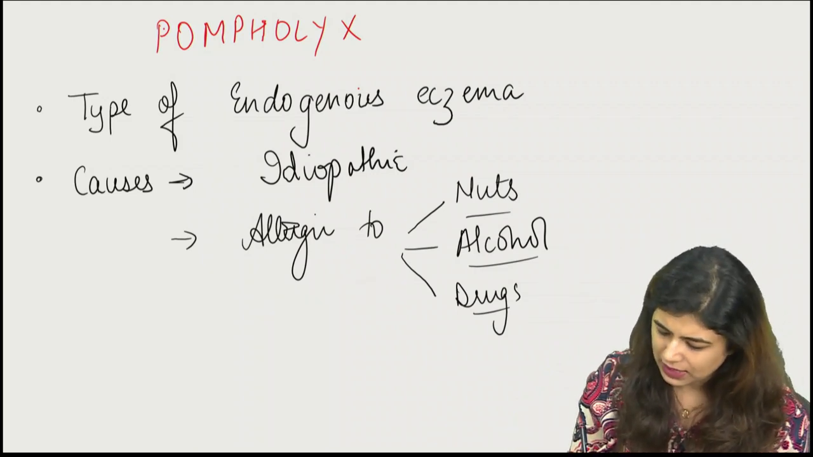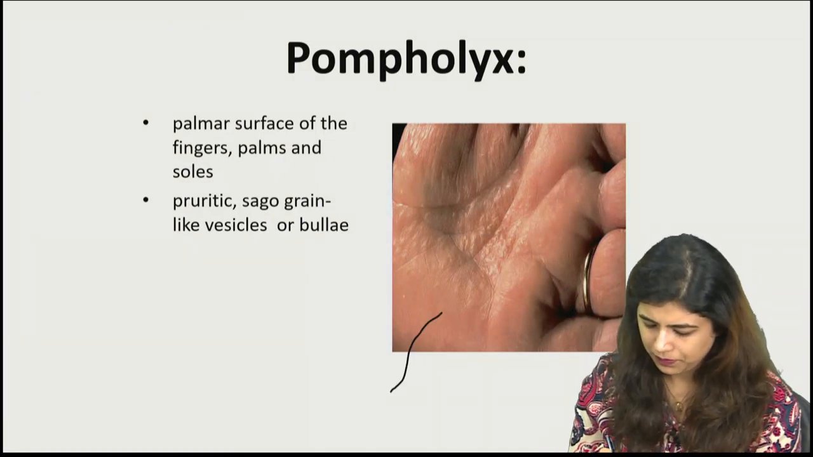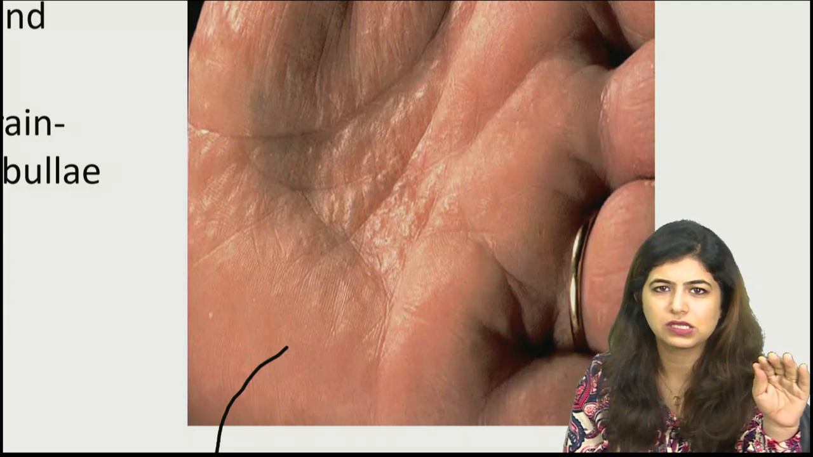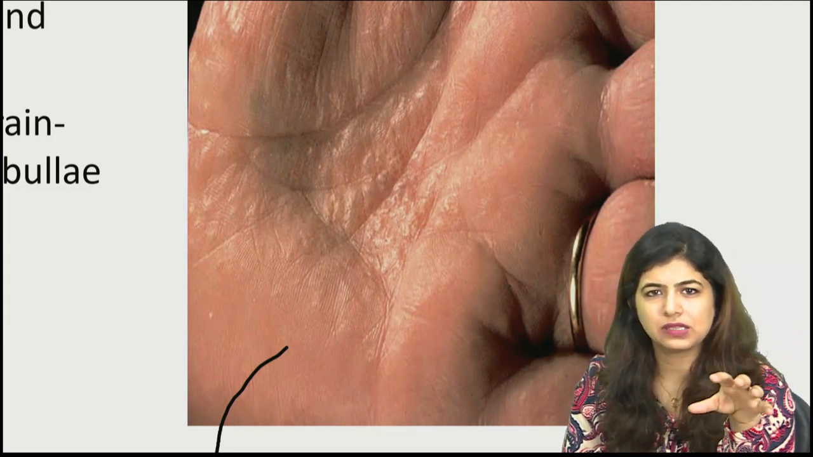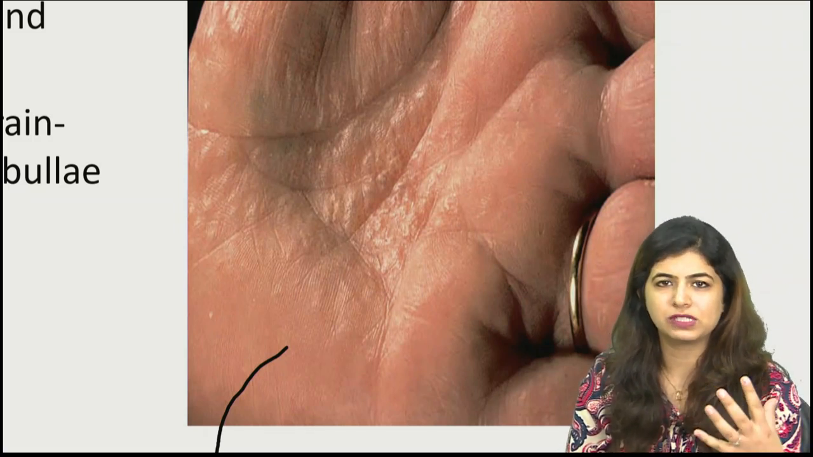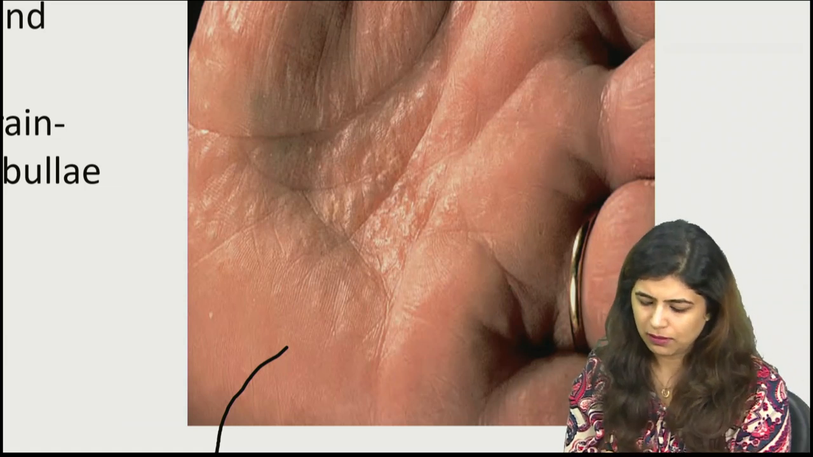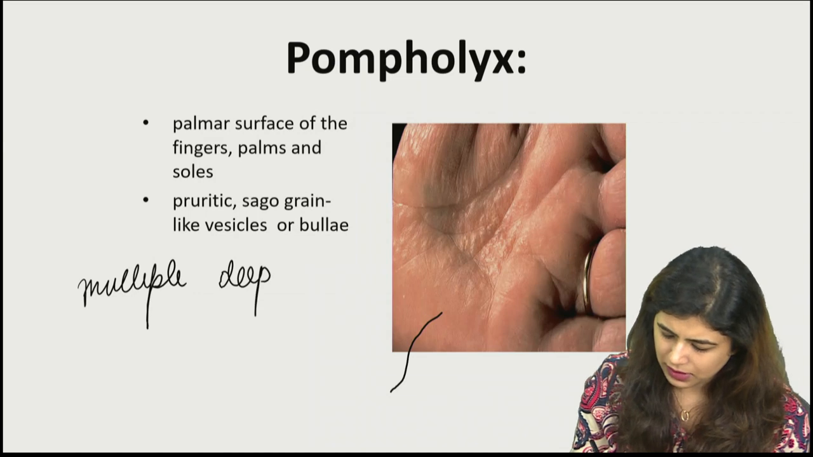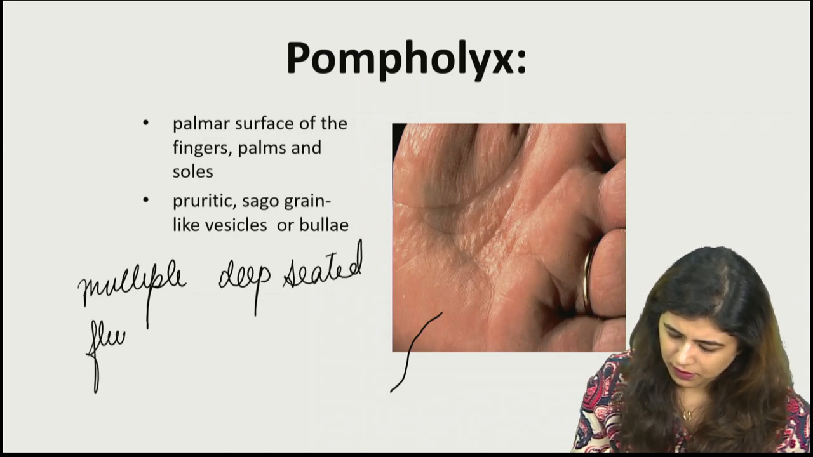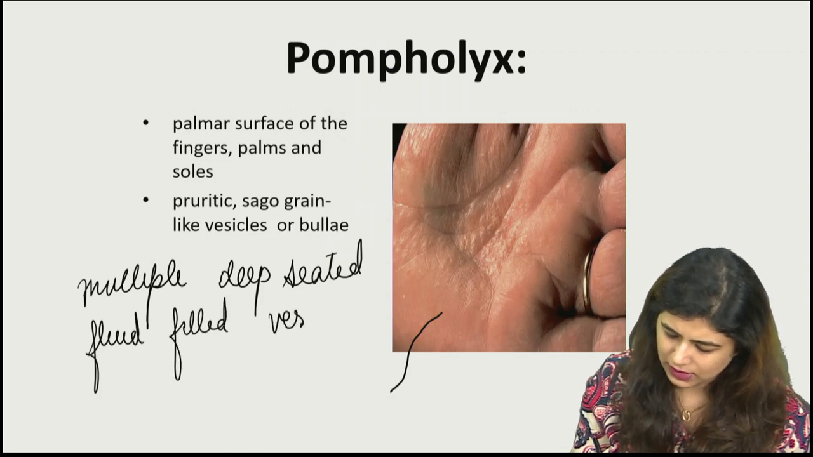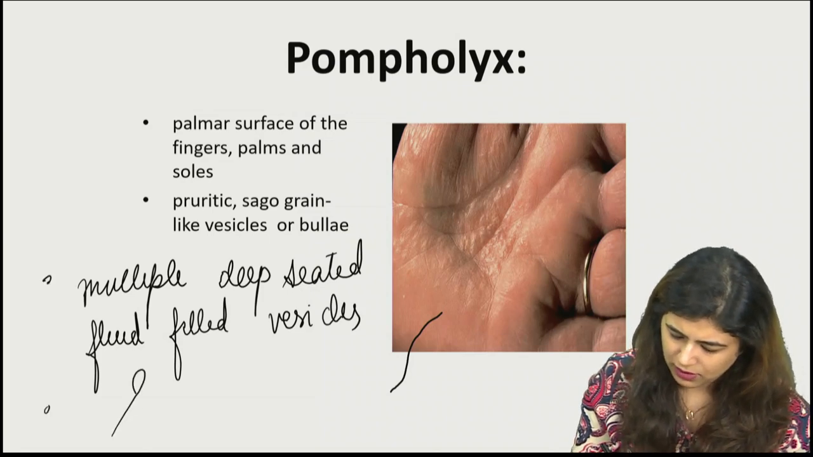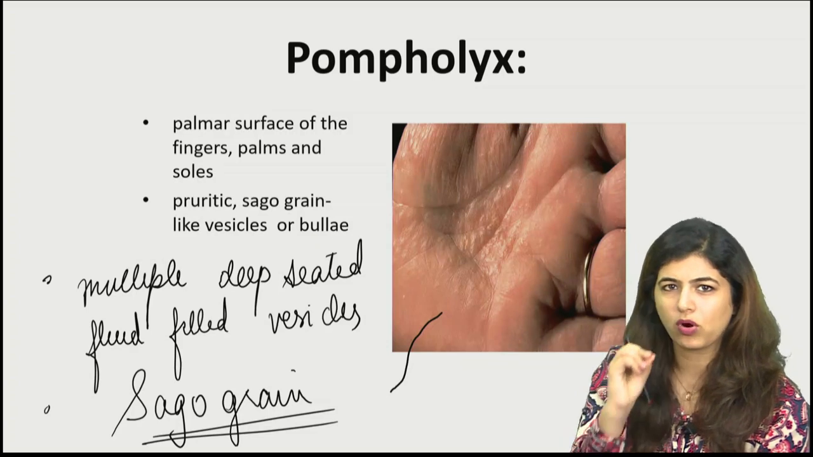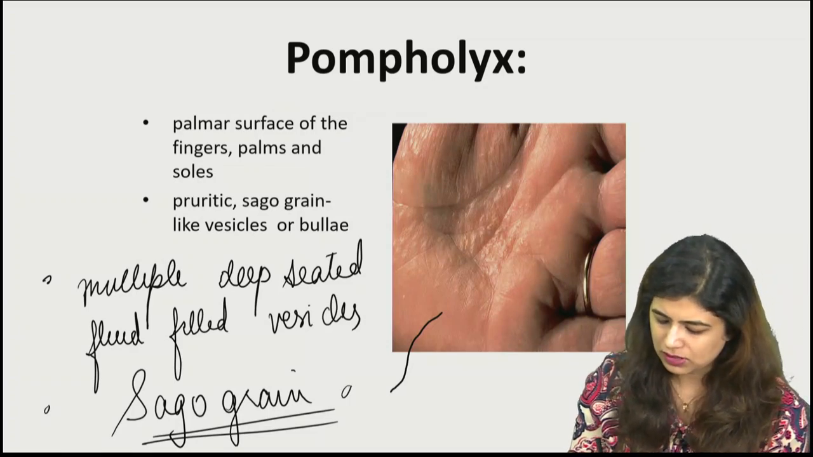Now, how does it manifest? It manifests like this. See, what do you see in the image here? You see multiple deep-seated, fluid-filled vesicles in the skin, which may not be clearly visible to you, but when you palpate, it's easily palpable. So these are multiple deep-seated fluid-filled vesicles which on palpation give the feeling of sago grain. Sago is sabudana, the white small balls of sabudana, they look like this. So this gives the appearance of a sago grain.